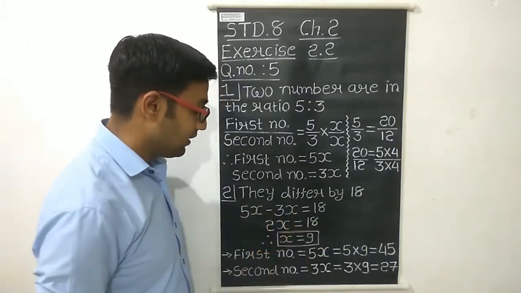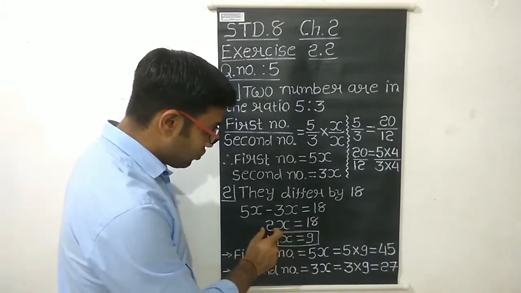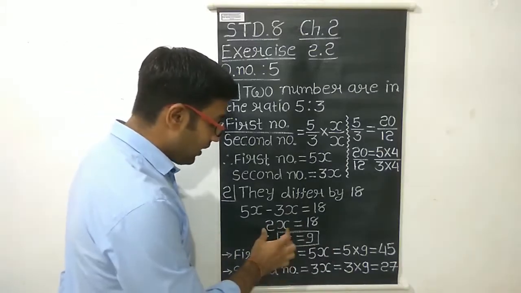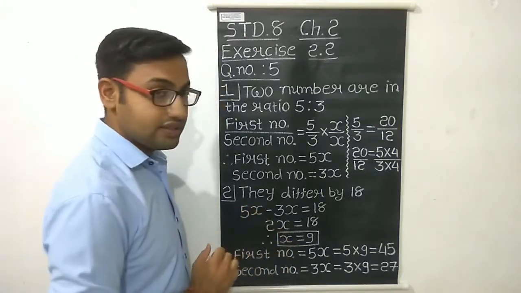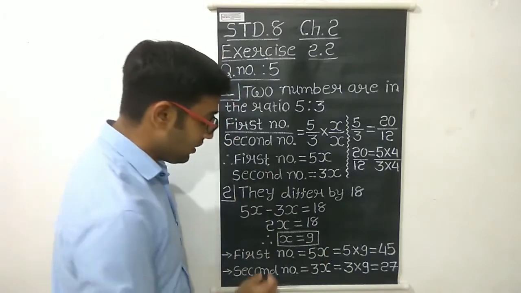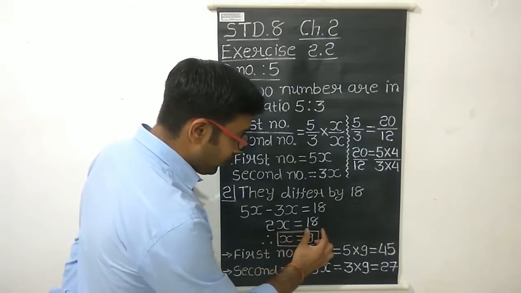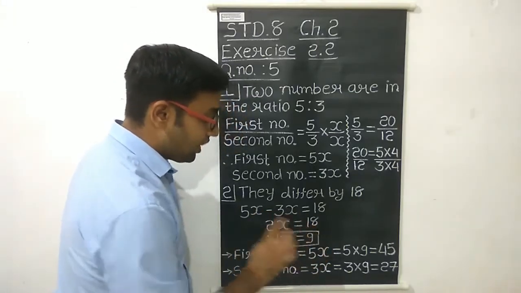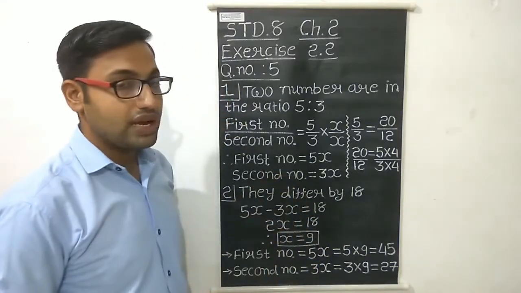2x is equal to 18. To get the value of x, we have to take this 2 to the right hand side, or in other words, divide both sides by 2. If we divide this side by 2, we get x. If we divide this side by 2, we get 9. Or in other words, by taking this 2 to the right hand side, it goes into the denominator with the 18, so here only x will remain. Here we get 18 upon 2, which is equal to 9. So the value of x we get is equal to 9.